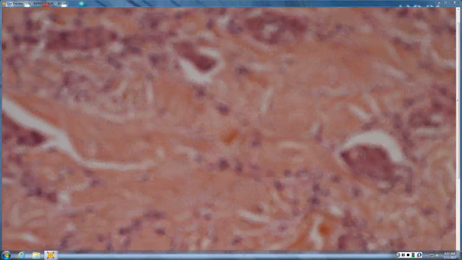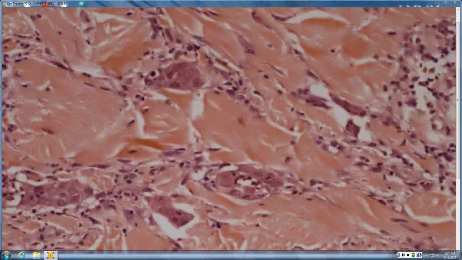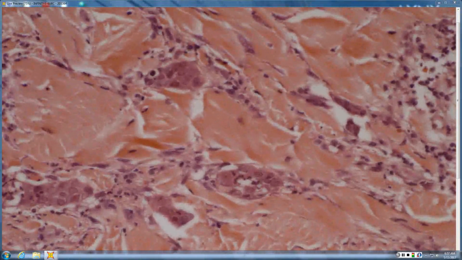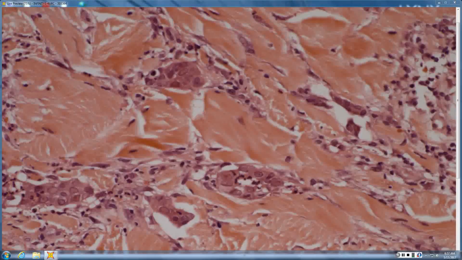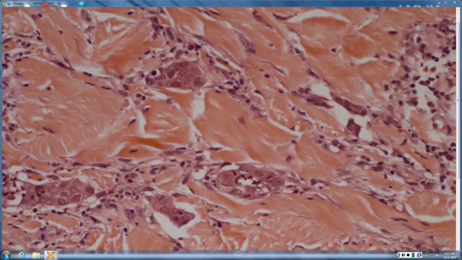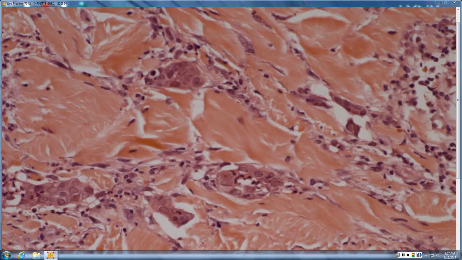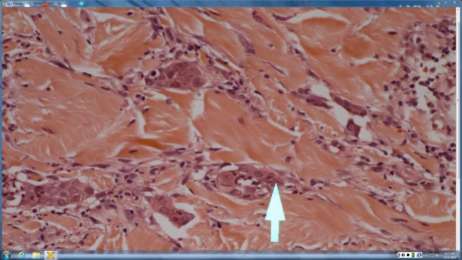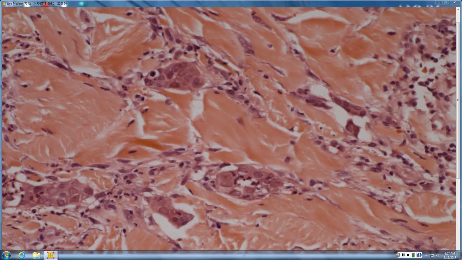So a little bit closer on these cells, you can see they're just filling these spaces, and whether these are lymphatics or within the collagen, it's hard to say for some of these, but atypical mitoses and just these large weird cells. So metastatic cancer.